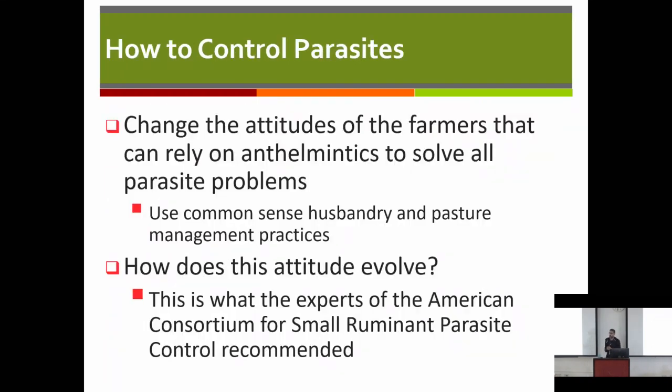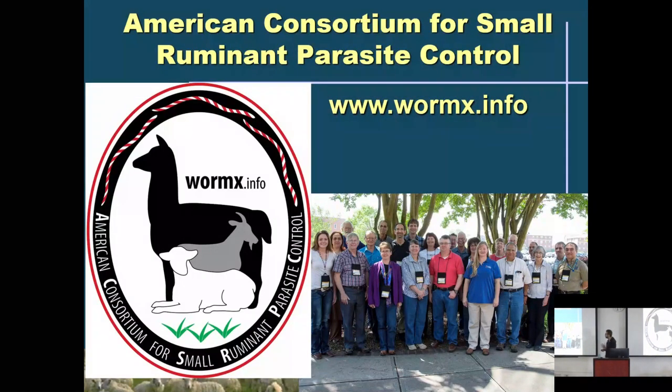Okay, so how do we control parasites? First things first, you have to change the attitude of the farmers, because they mostly rely on anthelmintic drugs to solve the problems. So try to move toward better management practices, better husbandry. How can you change this attitude? There is one expert group, the American Consortium for Small Ruminant Parasite Control. They have some recommendations on their website. If you are interested, you can go to this website and see what recommendations they give for the control of these parasites in ruminants.